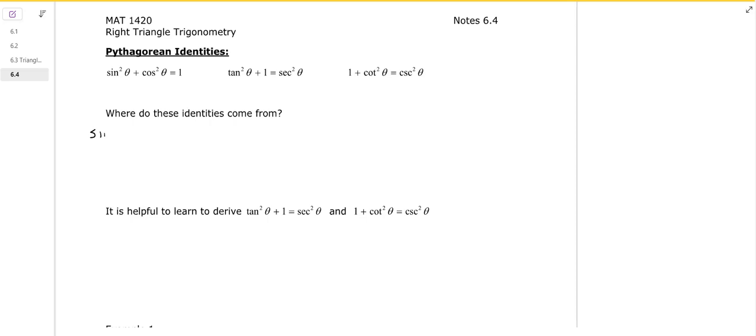So if we start with the sine squared theta plus the cosine squared theta, this really means the same thing as the sine theta to the second power. That's an abbreviated way of writing that. And then this is the cosine of theta to the second power. That's just a common abbreviation for how we square a trig function.